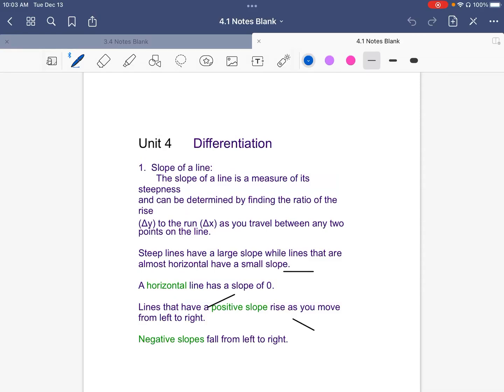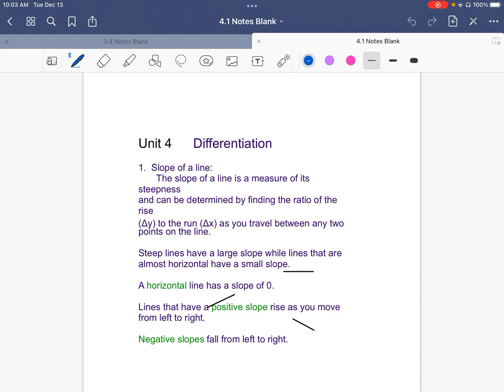Today we're starting our brand new unit, which is differentiation, and starting with section 4.1. So, slope of a line. The slope of a line is a measure of its steepness and can be determined by the ratio of the rise, which is your change in your y, to the run, which is your change in your x, as you travel between any 2 points on the line.